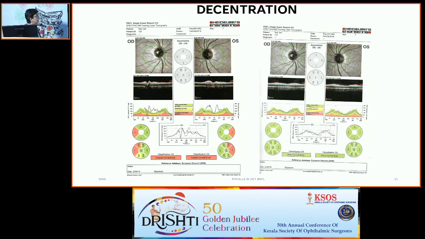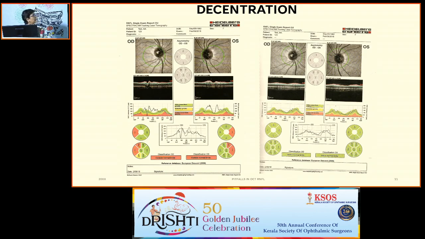Another important factor to be looked for is decentration of the measurement ring. This measurement ring center should coincide with the center of the optic disc. This is a ring which has been exaggeratingly decentered. You will find that in the TSNIT profile, everything appears very abnormal, and some of it is supra-thick. But when it is centered properly, you can see that now the contour and the thickness appear normal.